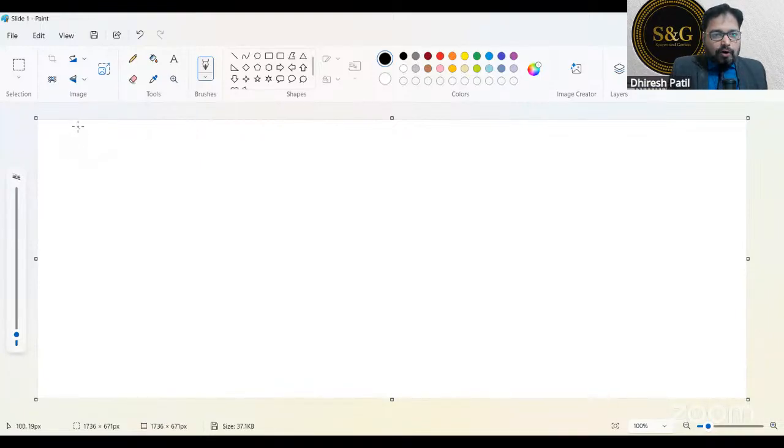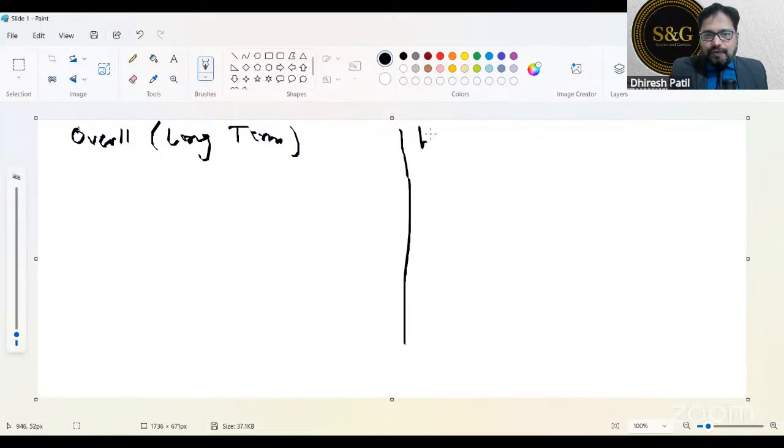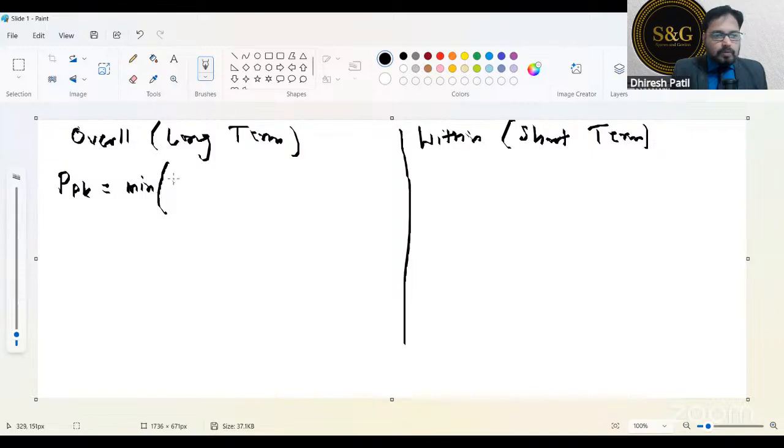So PPK is for overall, and overall is nothing but the long term. Okay, so I'll just make a slit over here, and this is within, which is nothing but a short term. So overall is called PPK. The formula is this. Write this down. Minimum of X bar minus LSL divided by 3 into overall standard deviation. 3 into standard deviation overall.